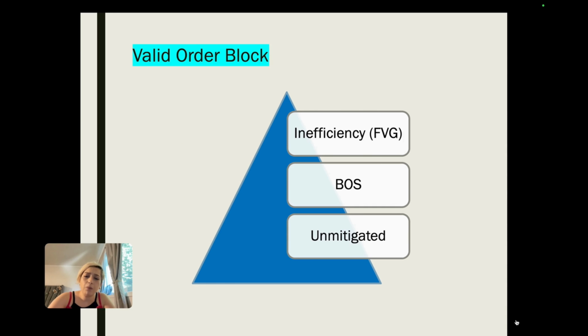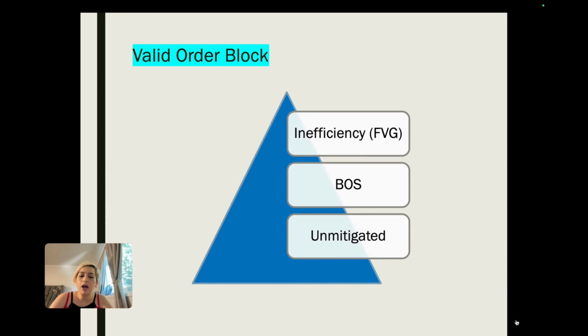The next key point is that a valid order block breaks market structure. The move from the order block must break a previous high or low. This confirms the move is meaningful because it caused a break of structure, and it also shows a shift in market direction or strength. And the last key point is a valid order block should remain unmitigated.